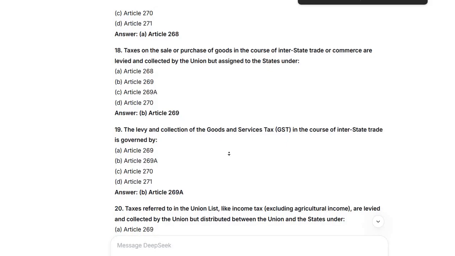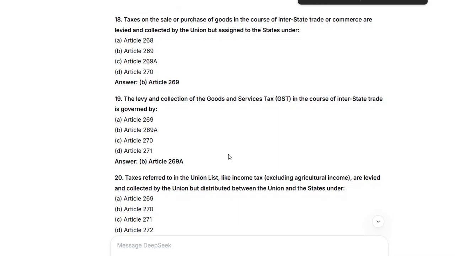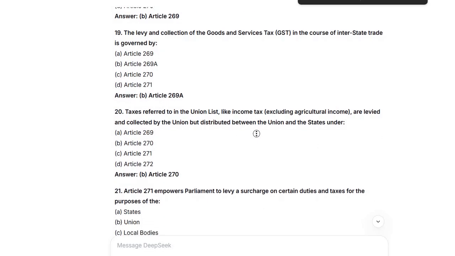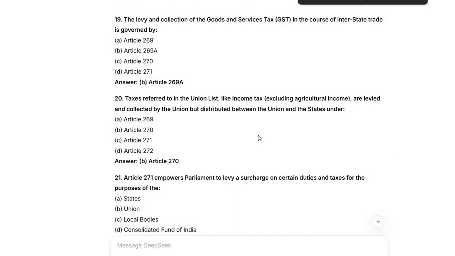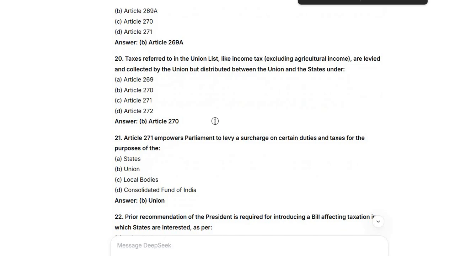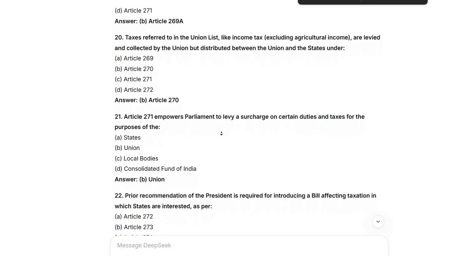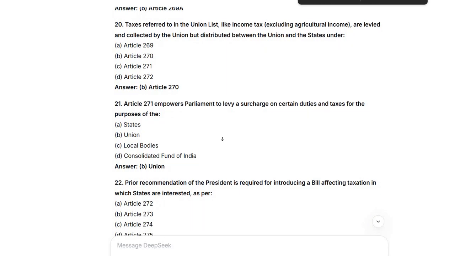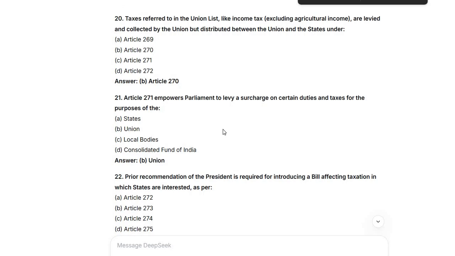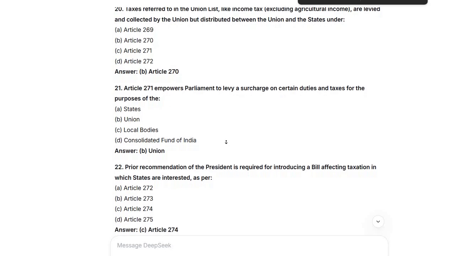Taxes referred to in the Union list, like income tax excluding agricultural income, are levied and collected by the Union, but distributed between the Union and the states under, answer, Article 270. 21. Article 271 empowers Parliament to levy a surcharge on certain duties and taxes for the purposes of the, answer, Union. 22. Prior recommendation of the President is required for introducing a bill affecting taxation in which states are interested, as per Article 274. 23.